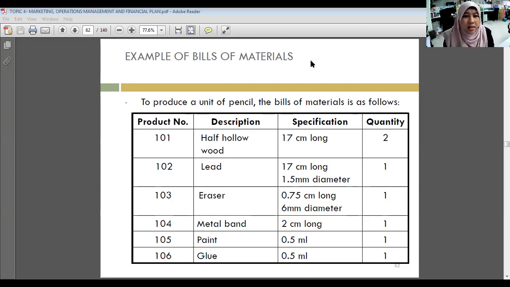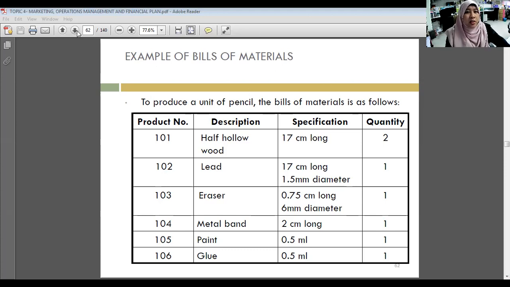As you can see, this is the product number, the serial number for that specification of the product. We have product 101, description half hollow wood, 70 centimeter long, quantity 2. Then 102 lead, 70 centimeter long, 1.5 millimeter diameter; 103 eraser, 0.75 cm, 6 millimeter diameter; 104 metal band, 2 centimeter long; 105 pin, 0.5 milliliter; and 106 glue, 0.5 milliliter, quantity one.